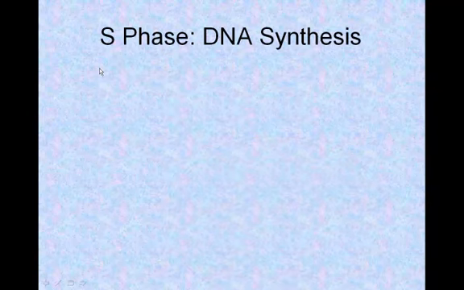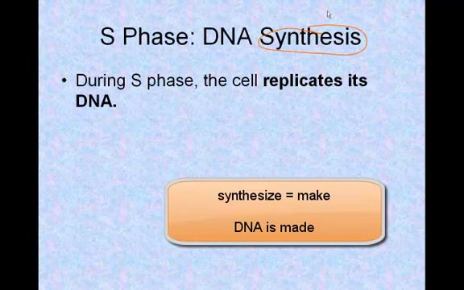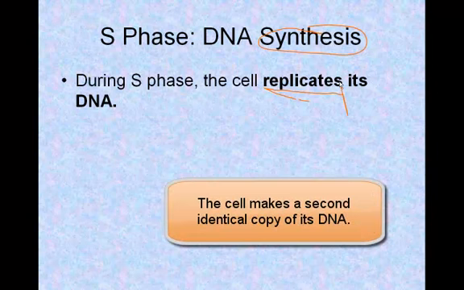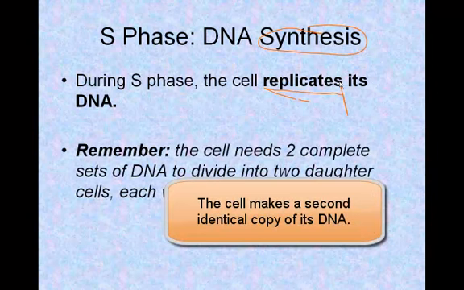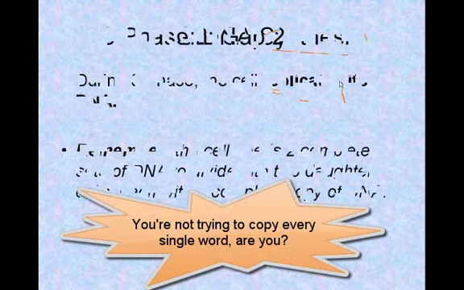During S phase, remember S stands for DNA synthesis. So during S phase, the cell replicates its DNA, or it makes another copy of its DNA. And the reason it does that is because in order to divide, each new cell is going to need a full set of instructions. So it needs to duplicate in S phase so that each cell has a full set of instructions after it divides.